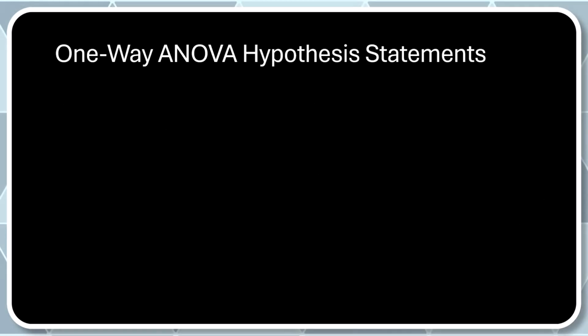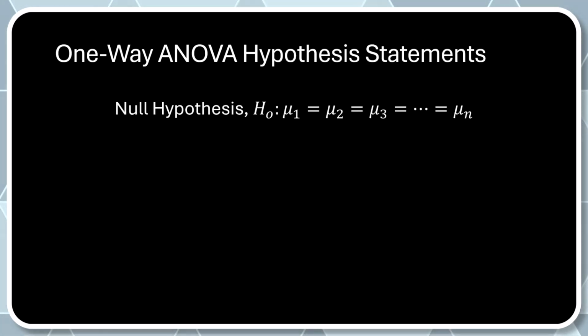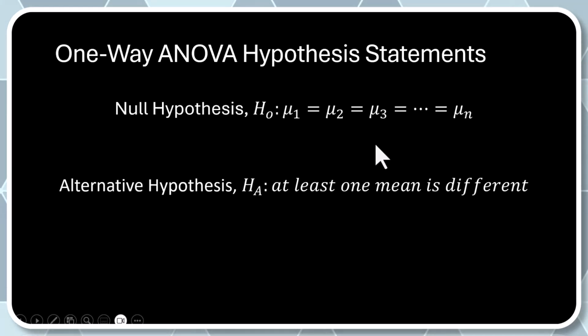So the one-way ANOVA hypothesis statements are always the same for any one-way ANOVA test. The null hypothesis is essentially this, which says that all the means are the same. Notice that it has mu1 equals mu2 equals mu3 equals ... equals mu(n). So however many samples you're comparing, that's how many mu's you would have in your null hypothesis. Then the alternative hypothesis says that at least one mean is different.